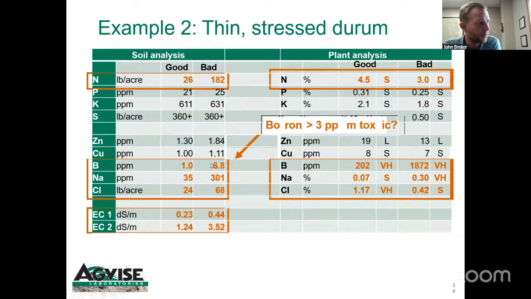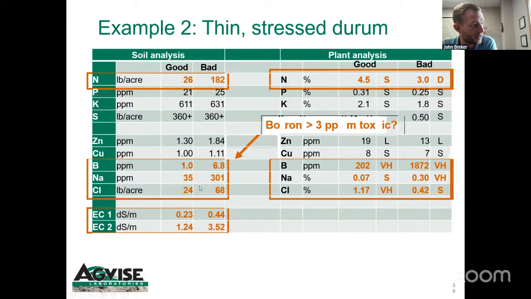And then when we look at some of the other soil characteristics, the boron levels in this plant tissue were screaming at over 800 or 1800 parts per million. The sodium levels were also in the very high category. Chloride was also a little bit high. And then we look at the plant sample here, or I'm sorry, the soil sample, and we notice that the bad area had a lot of boron, 6.8 parts per million. Normal boron levels are less than a part per million, maybe up to 2 to 3 parts per million. And when you start getting boron levels above 3 parts per million, this question about potential boron toxicity starts to enter our minds.